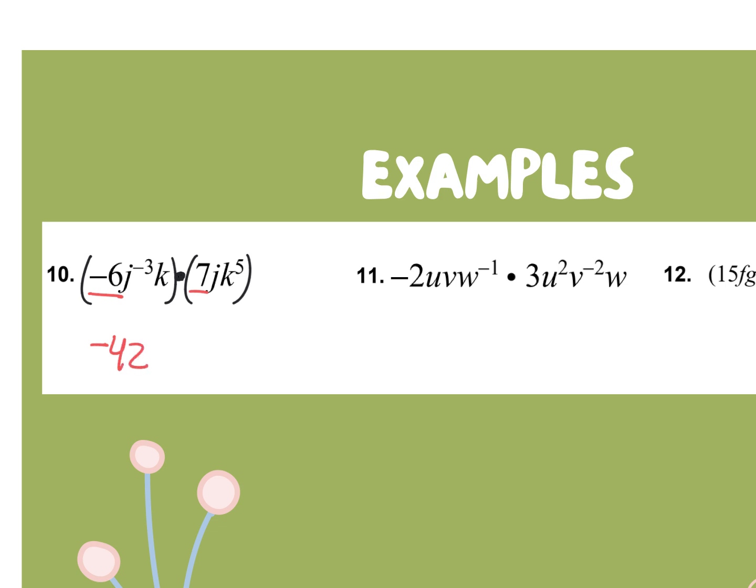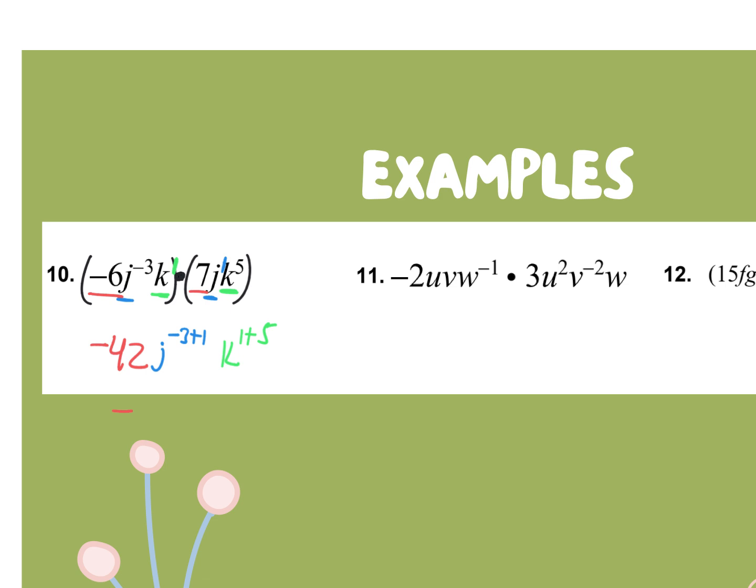All right, and then I would go variable by variable. So j goes with j. And once again, if you don't see an exponent, you assume it's 1. So this is j to the negative 3 times j to the positive 1. So a negative 3 plus 1 goes in that exponent. And then I have a k and a k to the 5th. Once again, if you don't see an exponent, assume it's 1. So it's going to become k to the 1 plus 5.